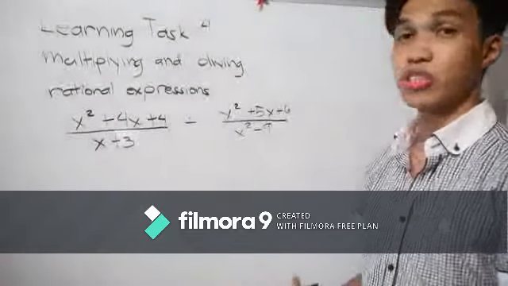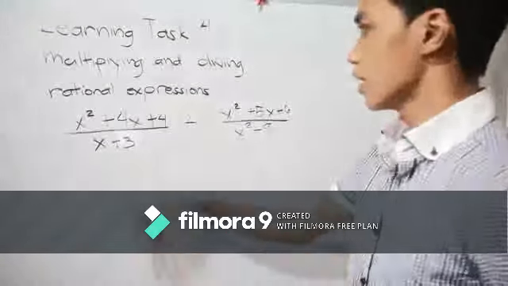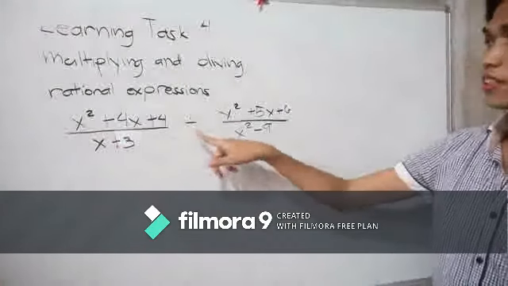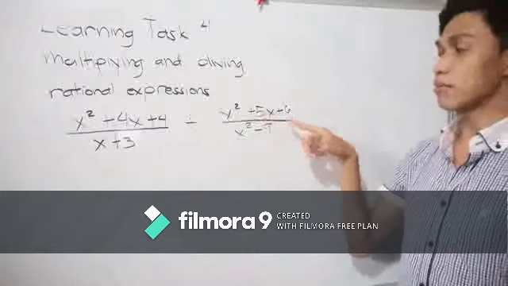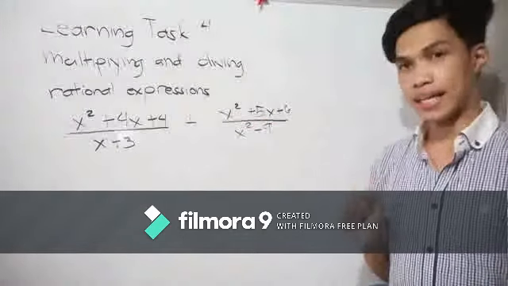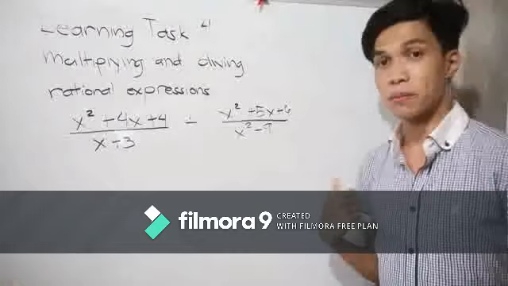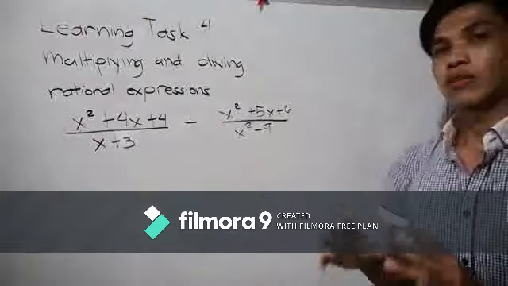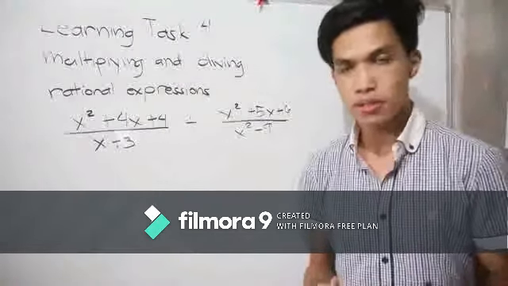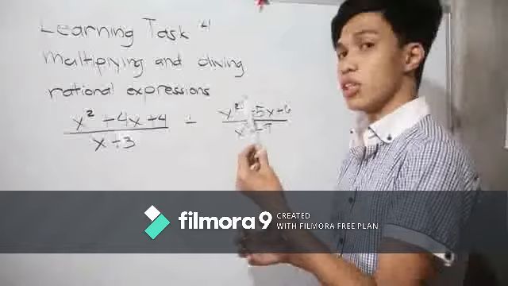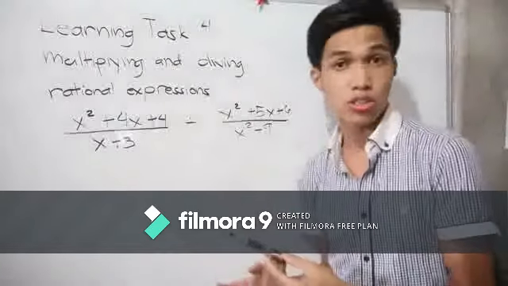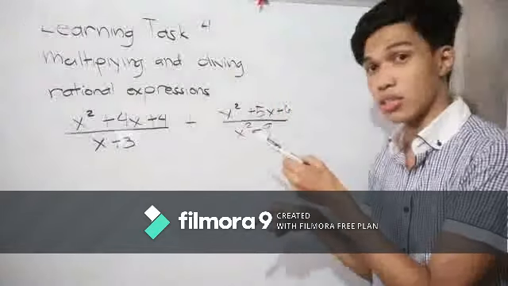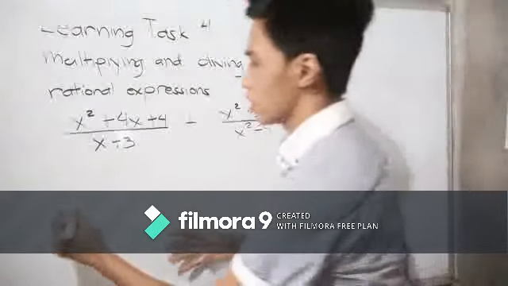Okay, so for division, let's have this one. X squared plus 4x plus 4 over x plus 3 divided by x squared plus 5x plus 6 over x squared minus 9. So, we have here division. For the basic principle, nasabi ko na yun sa inyo kanina, we need to change division sign to multiplication. And then the second fraction, we need to reciprocate. So let's do that.